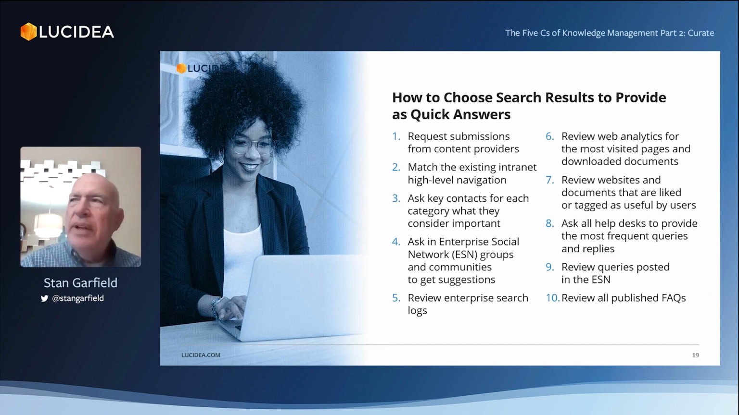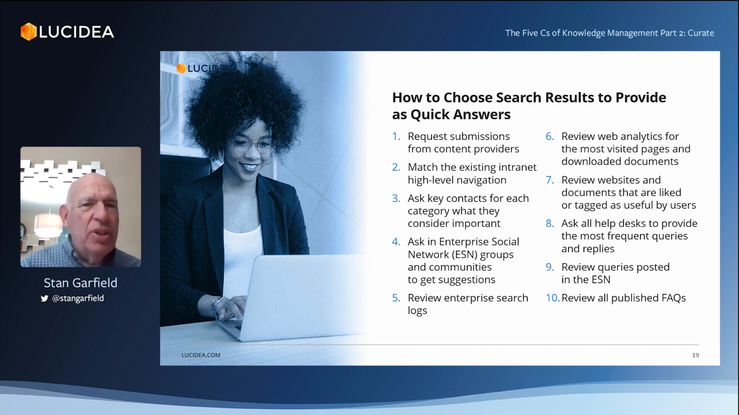So after you've gone through and figured out what the categories are, and then who the key people in each of those categories are, go and ask them, what do you think is the most important thing we should provide as a quick answer for that category? You can ask in your enterprise social network and in your online communities of practice and get suggestions from them.